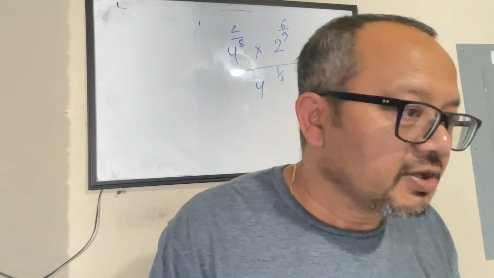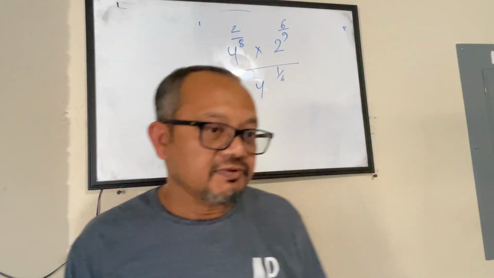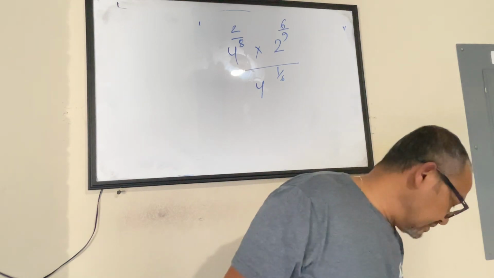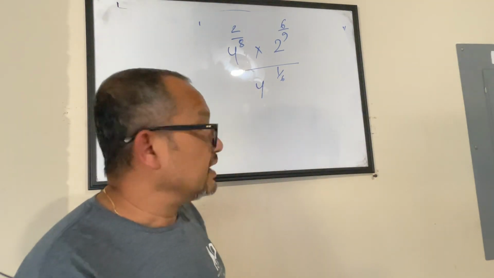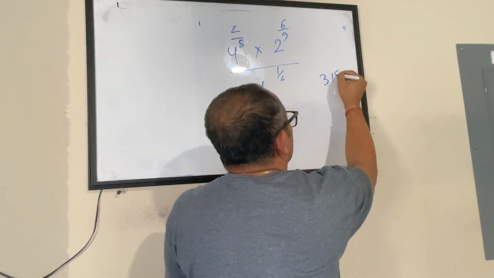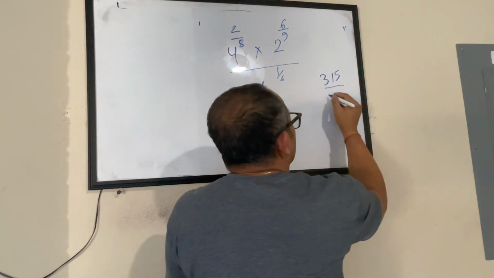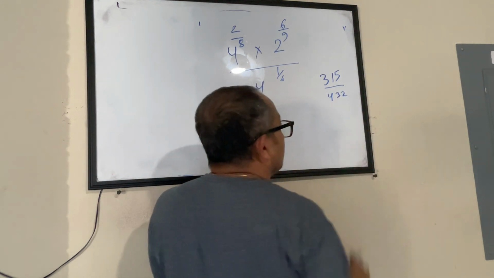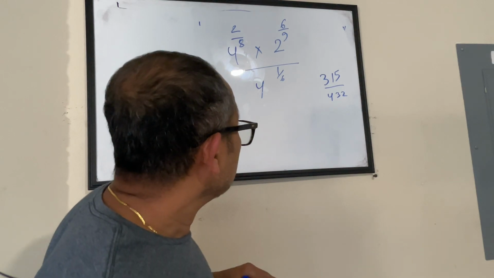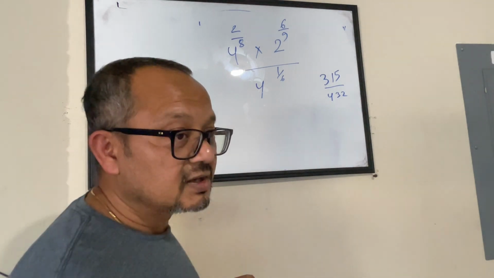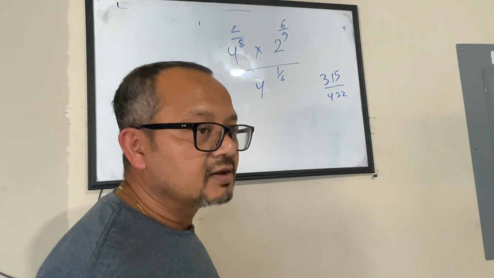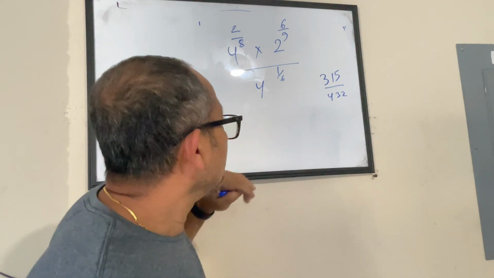Okay. Arav, have you completed it already? Yeah. How much is the answer? Just tell me the answer for now. 315 by 432. Is this the answer? What is the base? Oh, my mistake.